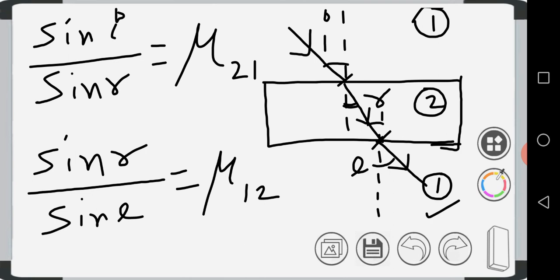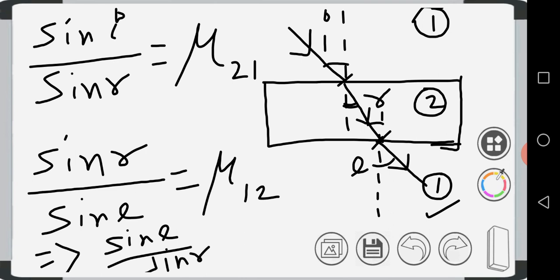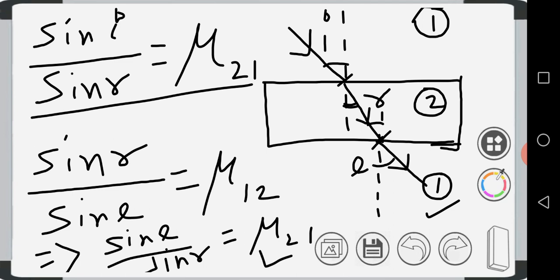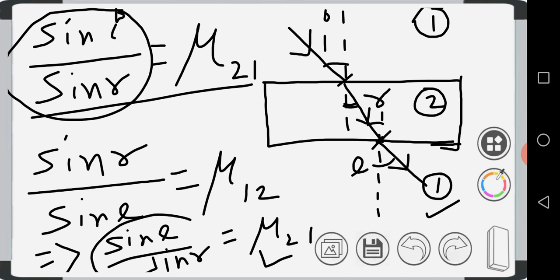One thing you remember, that mu 2 1 and mu 1 2, how are they related? They are reciprocal of one another. Reciprocal of one another means if I reverse it, if I write sine E by sine R, then this mu will be mu 2 1, the reciprocal. Now this equation and this equation are the same. The right hand side is the same, mu 2 1, so the left hand side should also be the same. That means sine I by sine R should be equal to sine E by sine R.